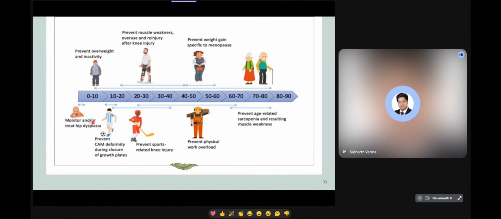So when you have a baby, or you have some young family member, then you monitor and treat for hip dysplasia. Then prevent overweight and inactivity, give them good upbringing if they are young playing. So make sure that they're playing in the proper way after being trained. Prevent sports related knee injury, and prevent muscle weakness, overuse, and re-injury after injury. That is very important. And then prevent weight gain specific to the middle ages. And of course prevent age related sarcopenia and resulting muscle weakness which can be there.